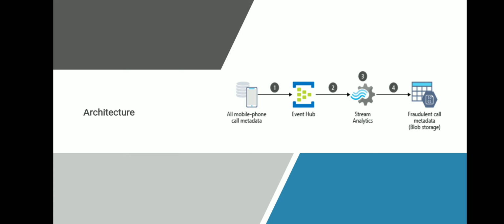Then the Stream Analytics job writes the transformed stream representing detected fraudulent calls to an output sink in Azure Blob storage. Okay, now as we said, the components are very simple: Azure Event Hubs for real-time streaming, Azure Stream Analytics for real-time processing of events, and Blob storage in this scenario to store the results of the Stream Analytics job.